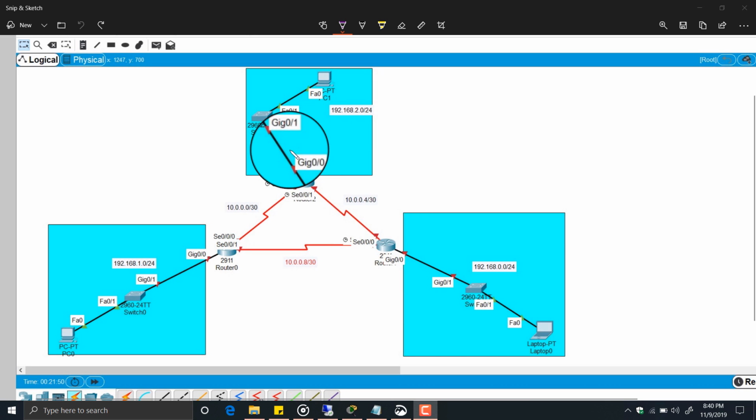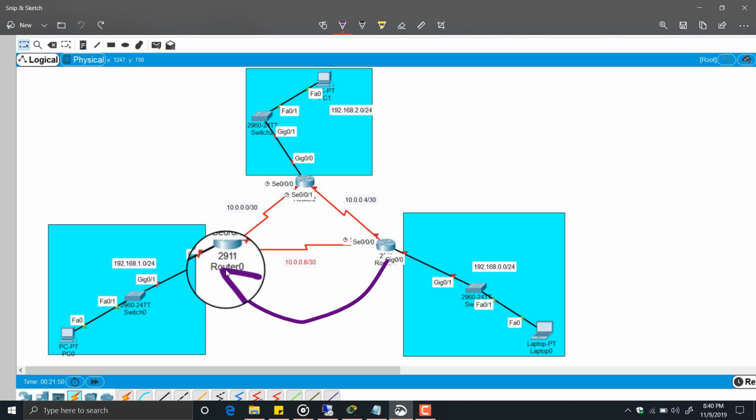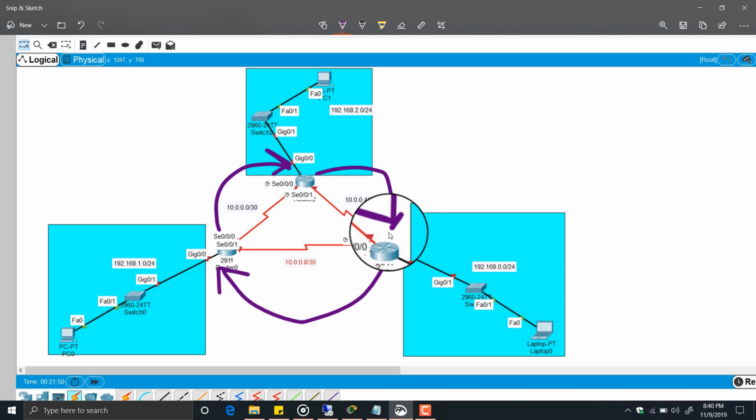We are going to configure this topology so all the traffic moves in a clockwise direction. And what I mean by saying that is that this router is going to move all of its traffic to this router, this router is going to move all of its traffic to this router, and this third router is going to move its traffic to this router.